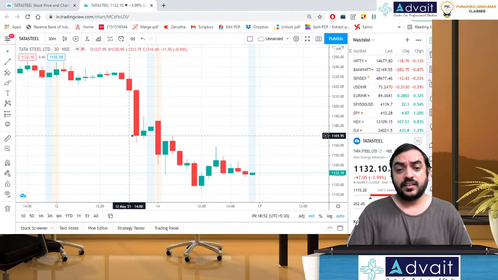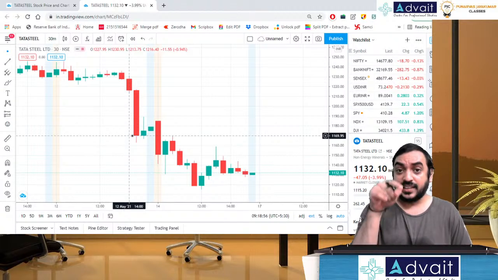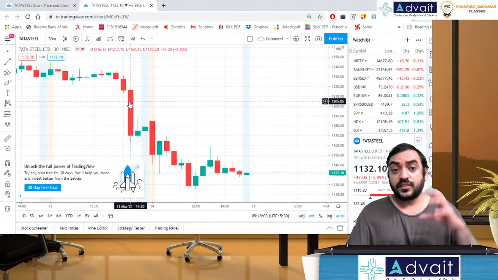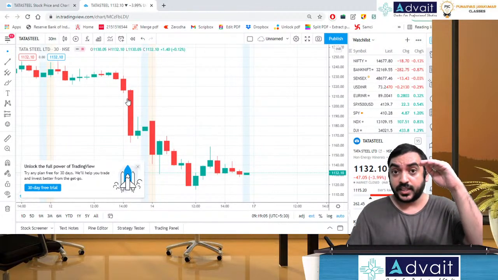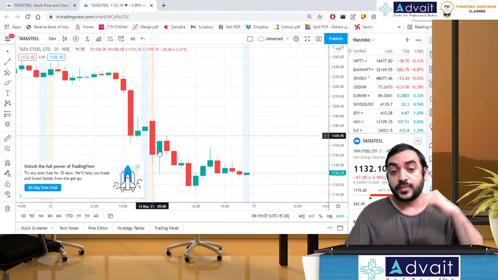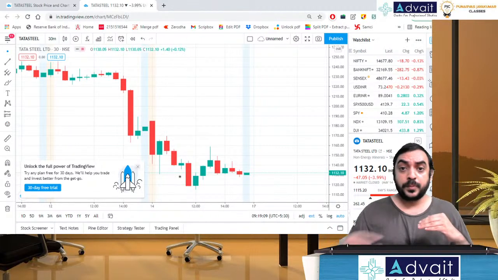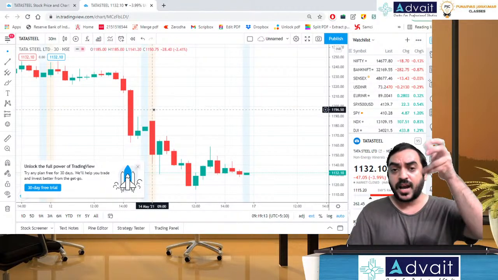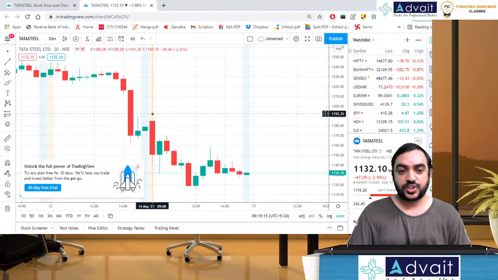There are some red candles and some green candles, and there are lines, technically called wicks. This is a red candle. A red candle means the open price was at the top and the close price was at the bottom. A green candle means the open price was below and the close price is above. The wick represents the high price and low price touch points.